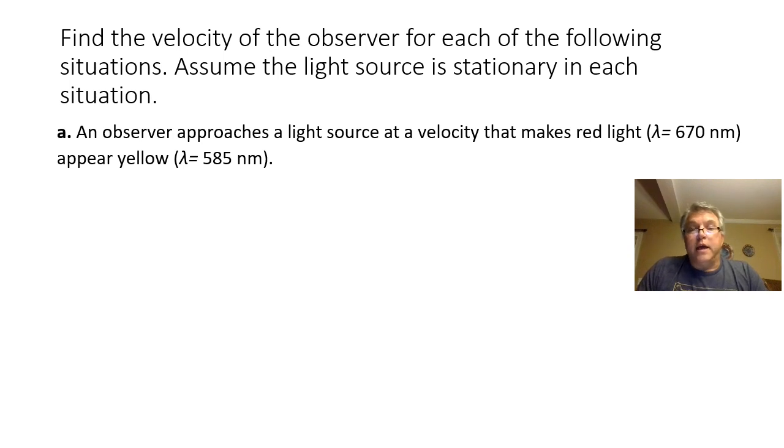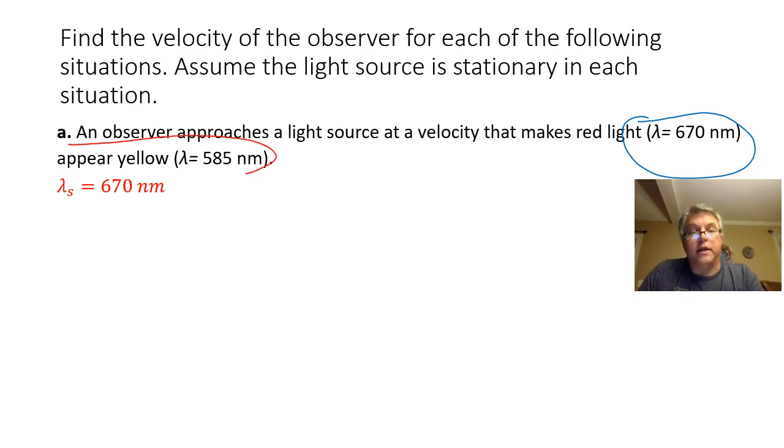It tells us that we have red light. So this is going to be the wavelength of the source. So the wavelength of the source is 670 nanometers. And it's going to appear yellow. So if it appears yellow, then that is my observed wavelength. So my wavelength of the observer is going to be 585 nanometers. The wavelength of the source is going to be 670 nanometers.